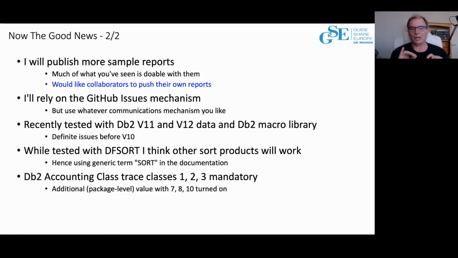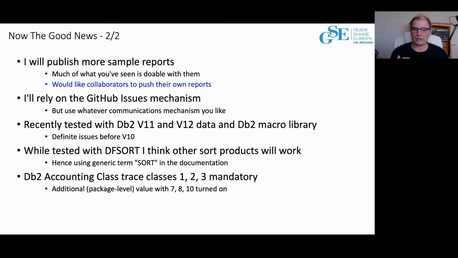Yeah, I would like very much collaborators to push their own reports and actually push the envelope in general of what we're doing here. I'll rely on the GitHub issues mechanism for complaints and suggestions. But feel free to get hold of me however you want to.